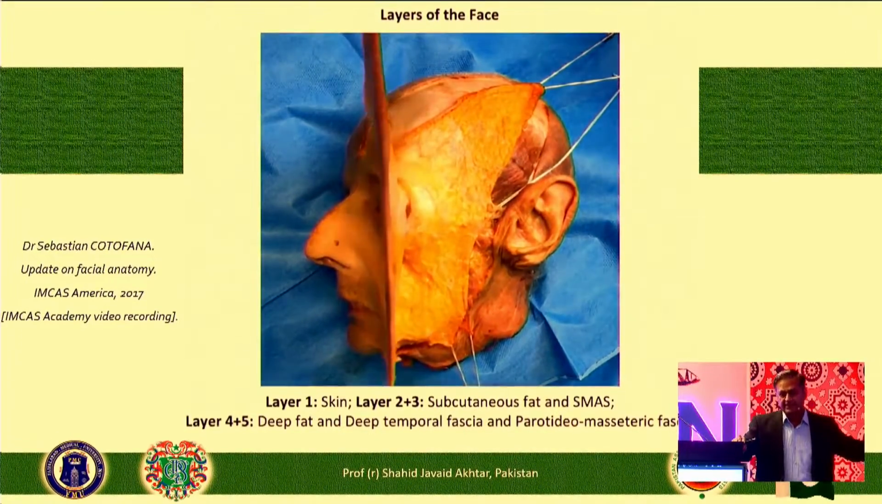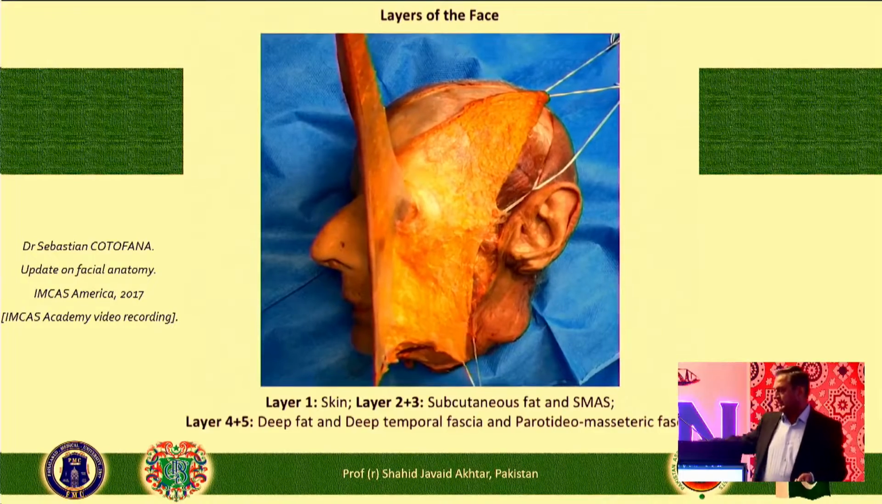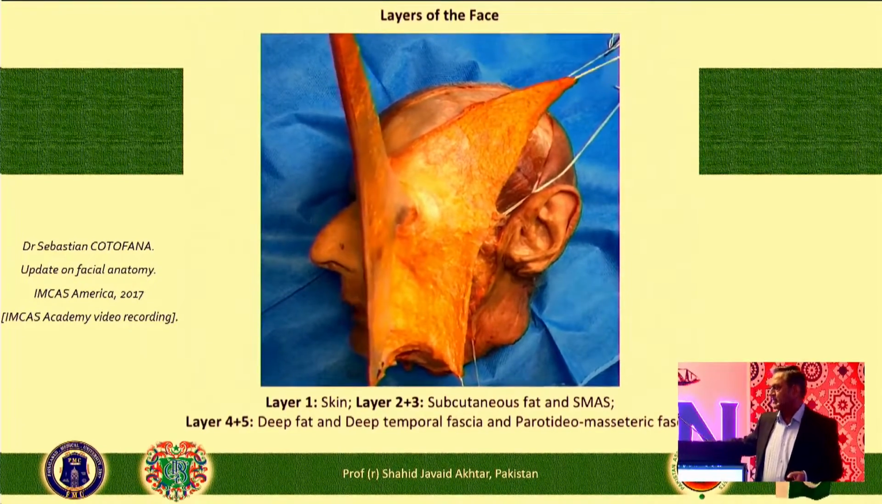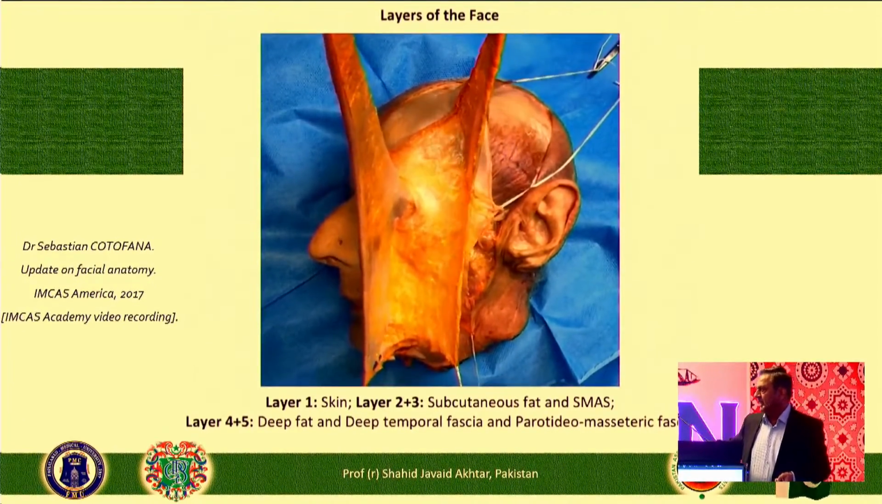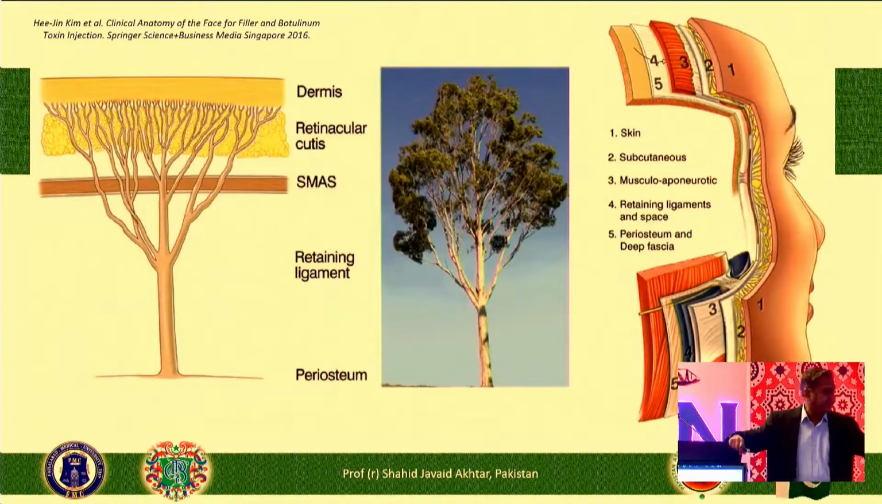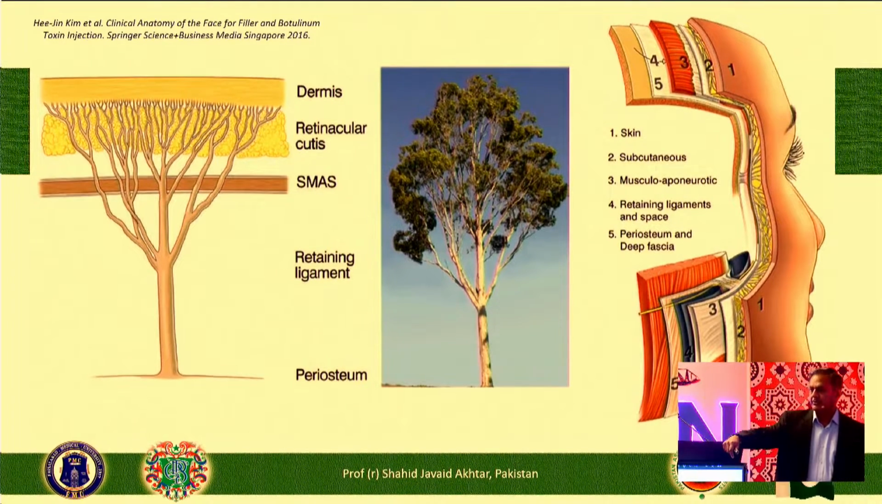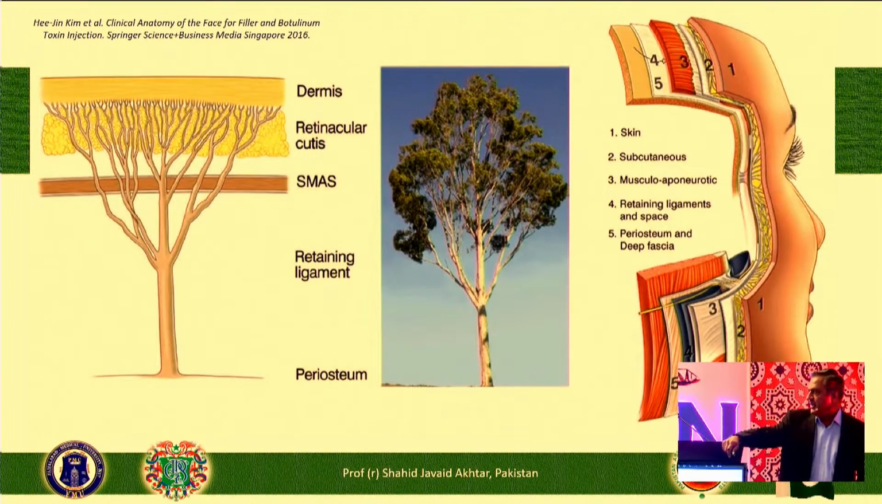And this is a dissection of the cadaver showing the superficial skin. Then deeper is the subcutaneous fat and the mass, and deep to that is the deep fat pad. These are the fat pads which become atrophic and need to be treated with fillers.